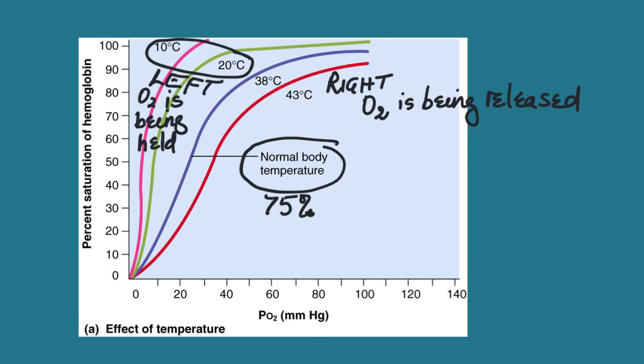So clearly a tissue that's cold, 10 degrees Celsius, 20 degrees Celsius, is much lower than body temperature. The hemoglobin decides to hold on to the oxygen and says, well, you're not doing anything. You don't need any oxygen. So the hemoglobin holds on to the oxygen.